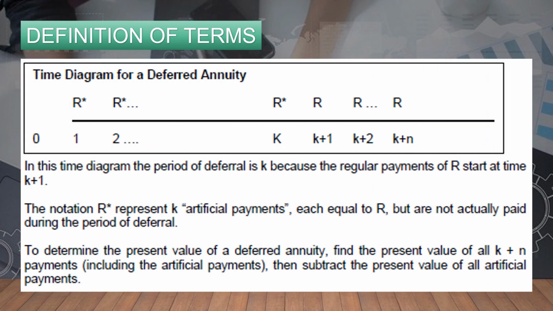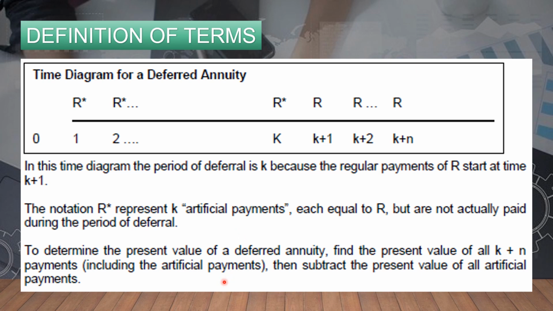We have here the time diagram for a deferred annuity. R with an asterisk and a series of R without asterisk. Start at 0 but no regular payment done. So we start at 1, 2, the time of K, K plus 1, K plus 2, and K plus N. So in this time diagram, the period of deferral is K, because the regular payments of R start at time K plus 1. The notation R with asterisk represents K artificial payments, each equal to R but not actually paid during the period of deferral.